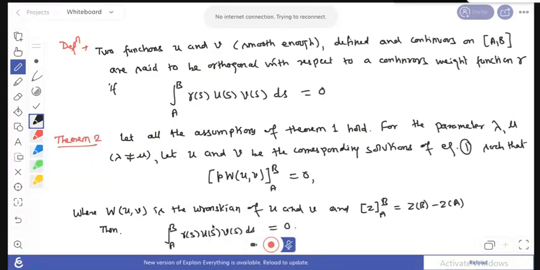So you have to prove that if this condition holds, and all assumptions of theorem first hold, which guarantees the solution, and your equation 1 has two parameters. There are two differential equations with parameters lambda and mu, and the corresponding solutions u and v. For lambda we have solution u and for mu we have v, and if this condition holds, then you have to prove that the integral from a to b equals 0, or you say that u and v are orthogonal with respect to this weight function r. Okay, so here is the proof of this theorem. We take the next page and try to prove this theorem.